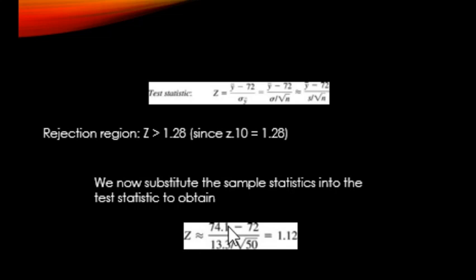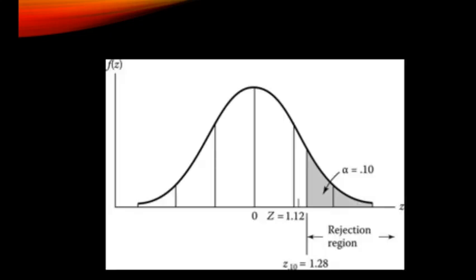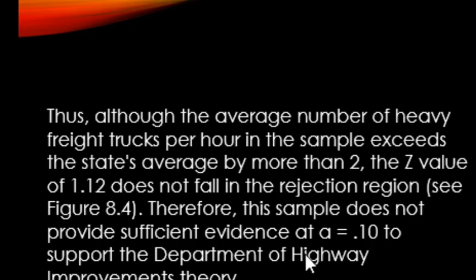So 74.1 is the mean for the sample minus 72, that's the number from the hypothesis, divided by 13.3 over square root of 50. So 1.12 is the test statistic. Okay, now this is how it's working. We have a rejection region here corresponding to 1.28. The test statistic is showing that this z value is 1.12, so it doesn't fall in the rejection region. So we will not reject the null hypothesis. Okay, so here is how it will work.